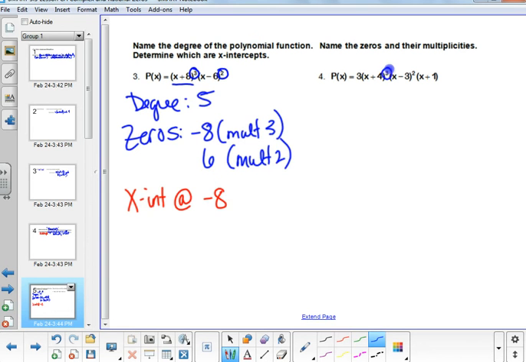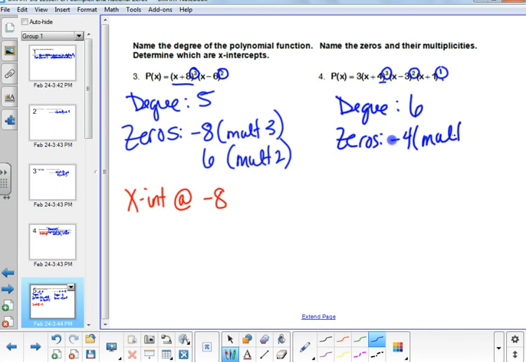Number 4, I'm going to watch my degree here. So I have a 3, a 2, and then here's an invisible 1. So the degree, when I add those together, is 6. And the algebraic zeros, let's see, I'm going to solve this factor first. So -4 of multiplicity 3. I also have a +3 of multiplicity 2. And then a -1. Since there's a multiplicity of 1, technically, you don't have to write anything. We assume it's multiplicity of 1.